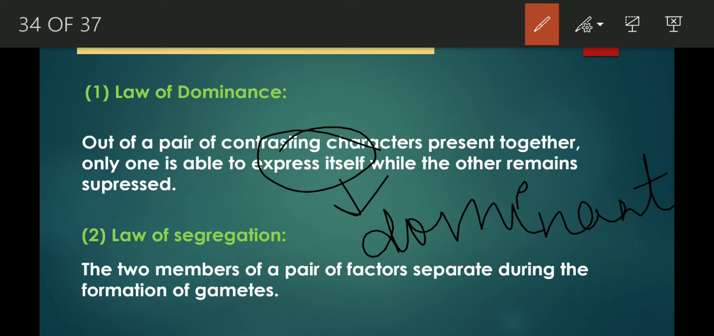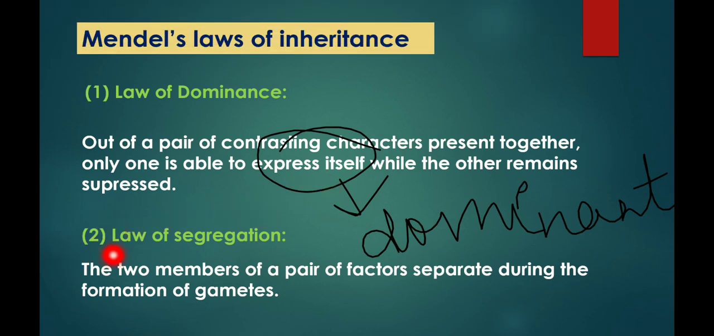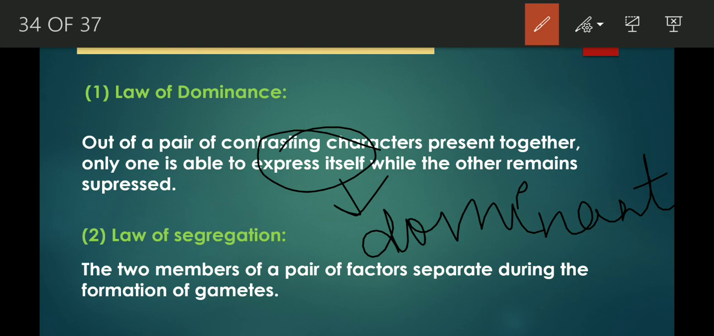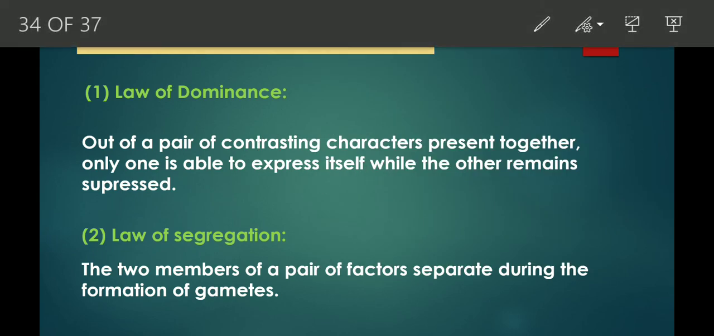Clear? And in case of law of segregation, it is said the two members of a pair of factors separate during the formation of gametes. The two members out of a pair of factors will separate during the formation of gametes. They will not blend, but they will just segregate into different gametes. Like for example, capital T, small t, they will not blend together. They will segregate, capital T and small t. They will separate as two gametes.